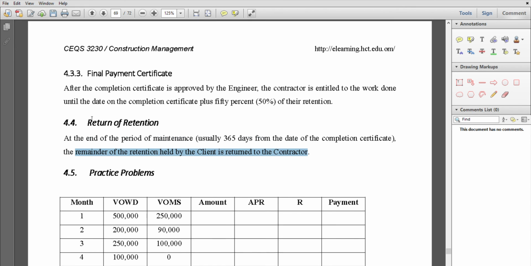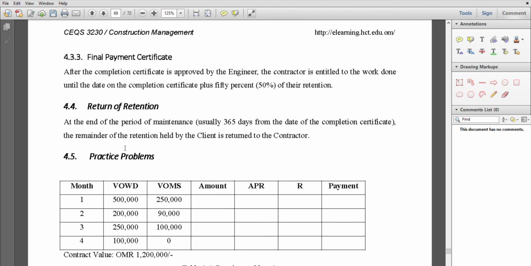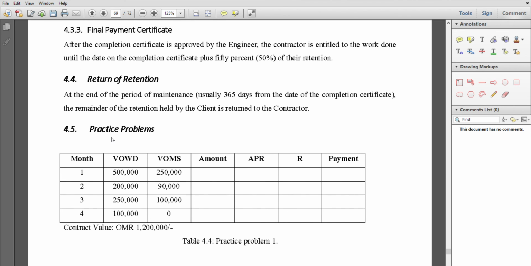Up to today we reached the end of our class. And for the next class, I want you to revise this information before we start solving the practice problems for the next and last class.